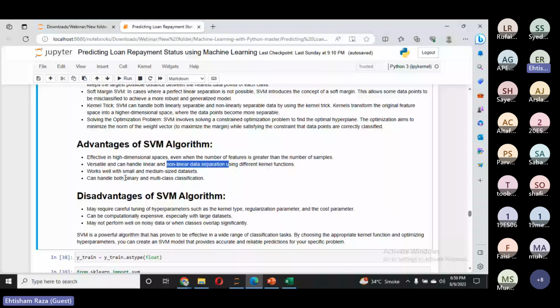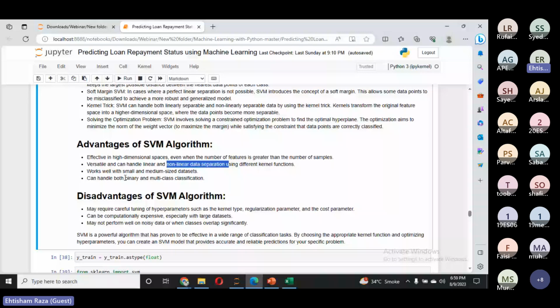Disadvantages: it requires careful tuning of hyperparameters. Yes, tuning the hyperparameters of SVM is not an easy task. You have to tune those parameters very efficiently to get better performance. It can be computationally expensive. When you have a large data set, it requires a lot of time to converge on the global optimum and find the right decision boundary that maximizes the difference between two classes. It may not perform very well on noisy data.